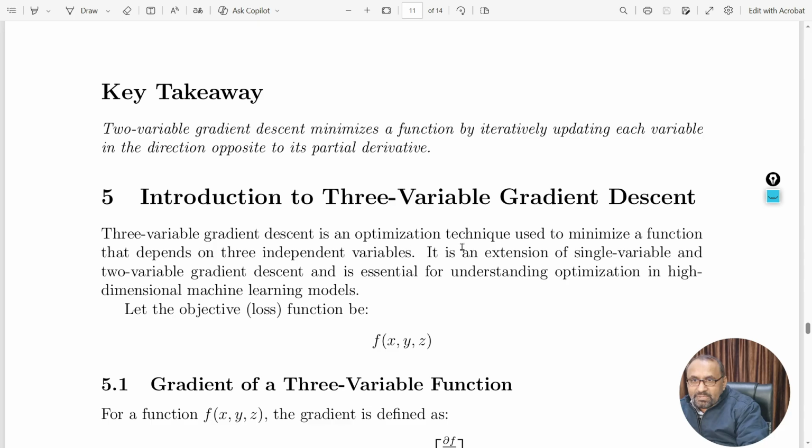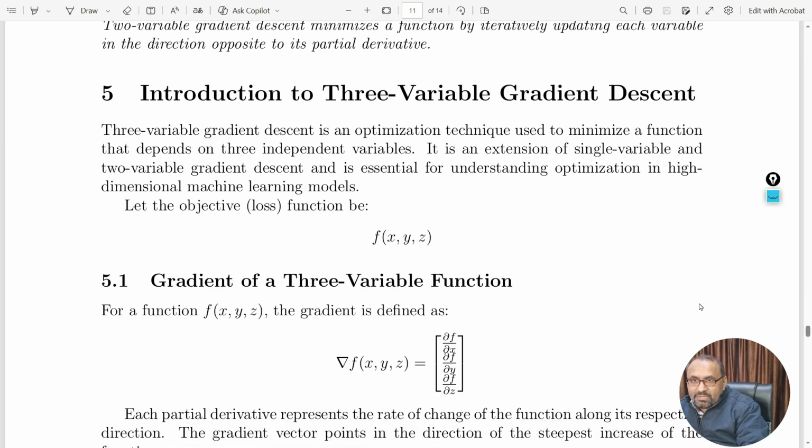Okay, so here we have the introduction to the 3 variables. As we discussed for 1 variable, 2 variables, we can extend for the 3 variables. So the 3 variable gradient descent is an optimization technique used to minimize a function that depends on 3 independent variables. It is an extension of single variable and 2 variable gradient descent, and is essential for understanding optimization in high dimensional machine learning models. And let's suppose that the loss function we have is f(x,y,z).